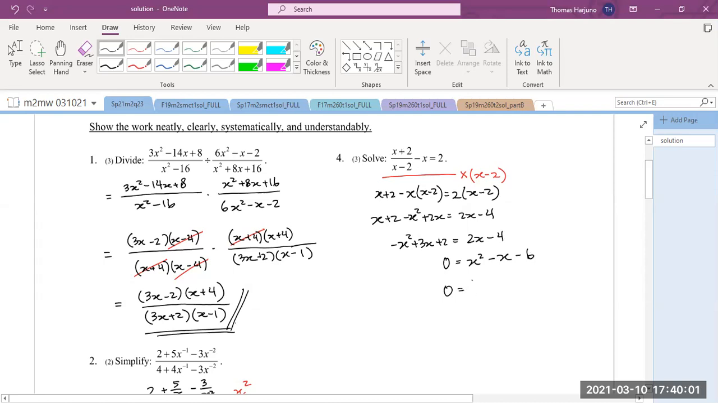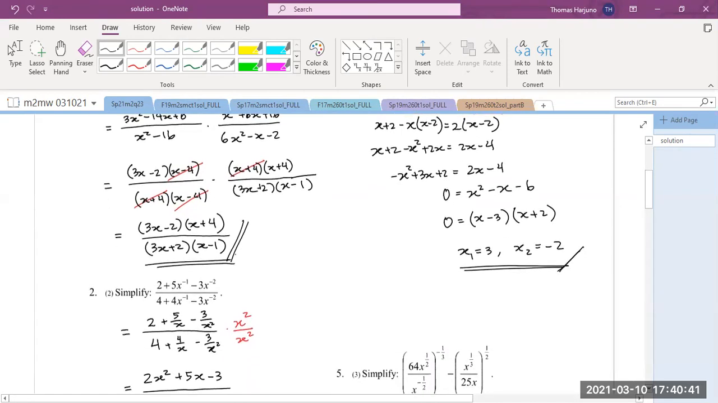And then I factor it. So x equals 3, that's our x1, and our x2 is negative 2. And when I visually check with the denominator, it's okay. So x is not equal to 2, right? So both of them are okay. That's number 4.